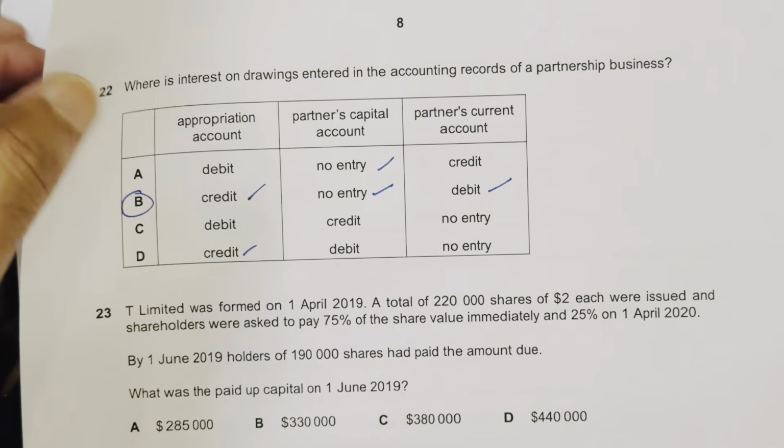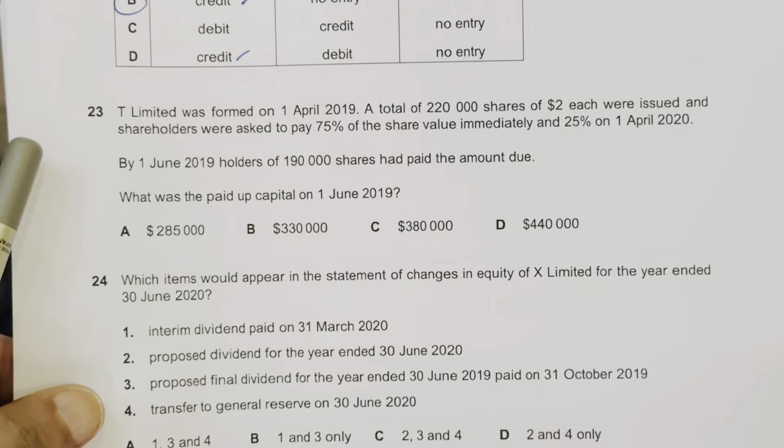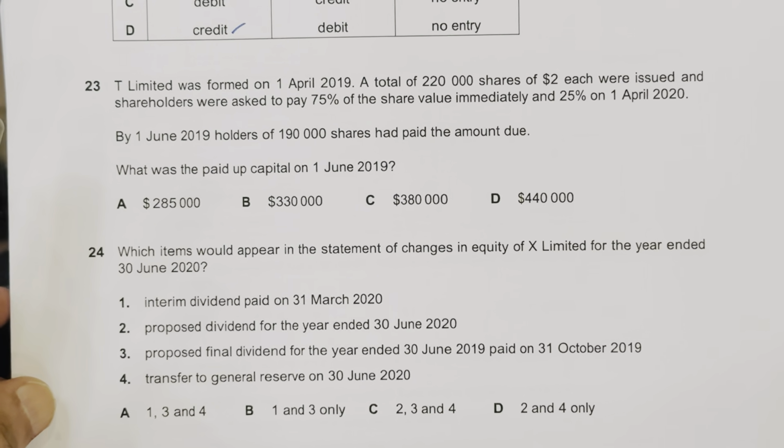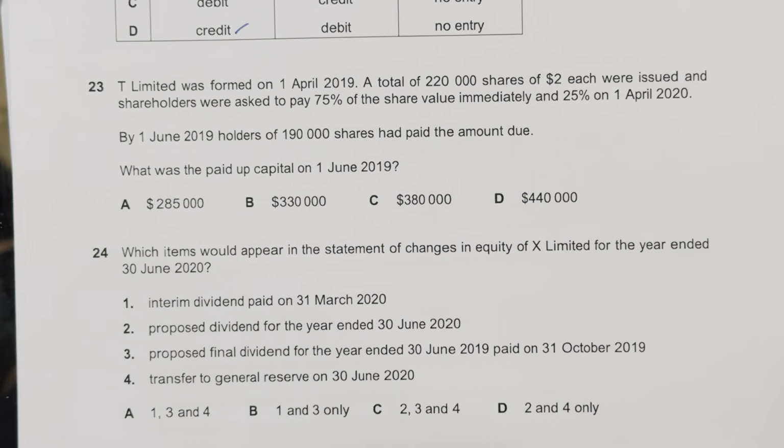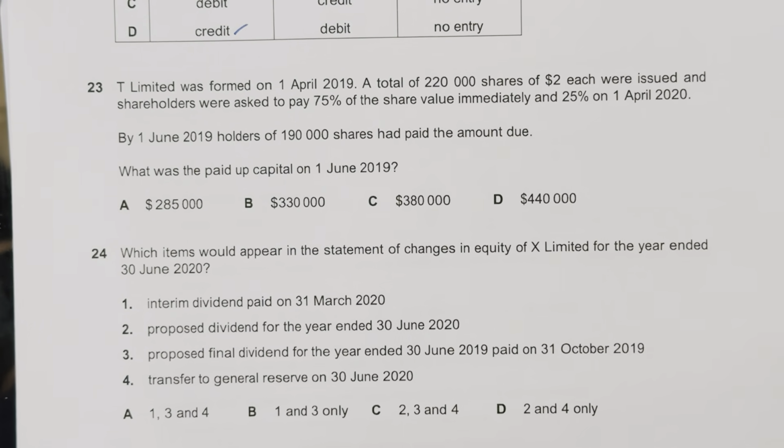23 is that T Limited was formed on 1 April 2019. A total of 220,000 shares of $2 each were issued, and shareholders were asked to pay 75% of the share value immediately and 25% on 1 April 2020. By 1 June 2019, holders of 190,000 shares had been paid the amount due. What was the capital on 1 June 2019?